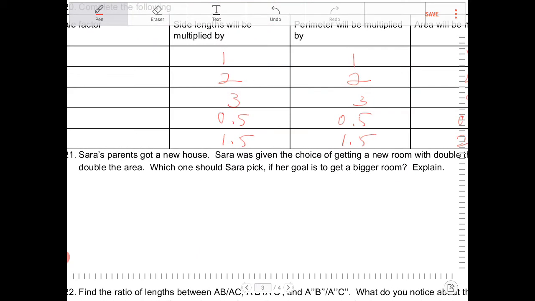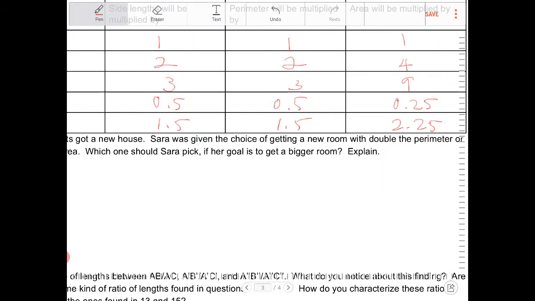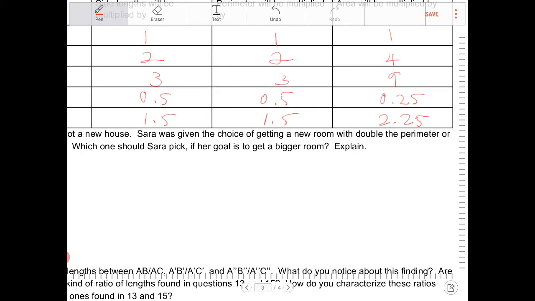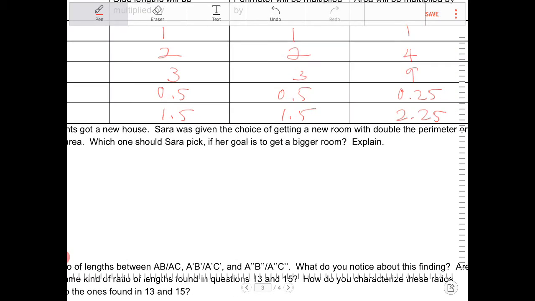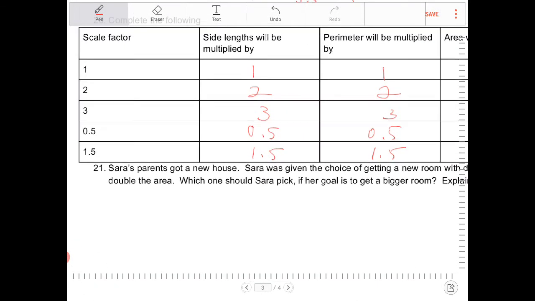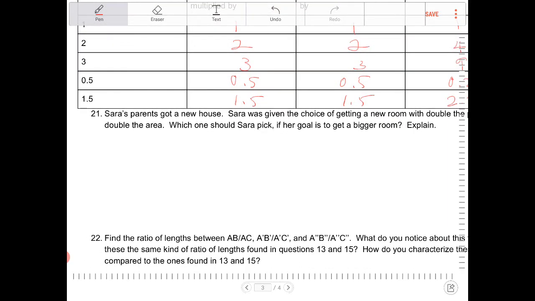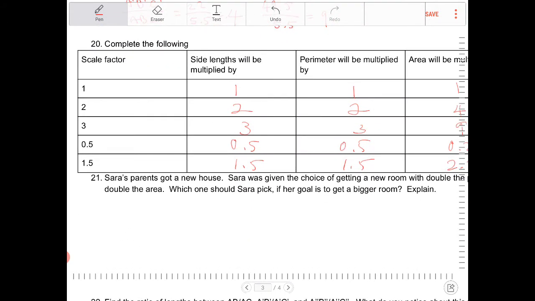So Sarah's parents got a new house. Sarah was given the choice of getting a new room with double the perimeter or double the area. Which one should Sarah pick, if her goal is to get a bigger room? Explain. So chances are, if you double the perimeter, if the rooms are proportional, the area of the room will actually be 4 times what your original was.